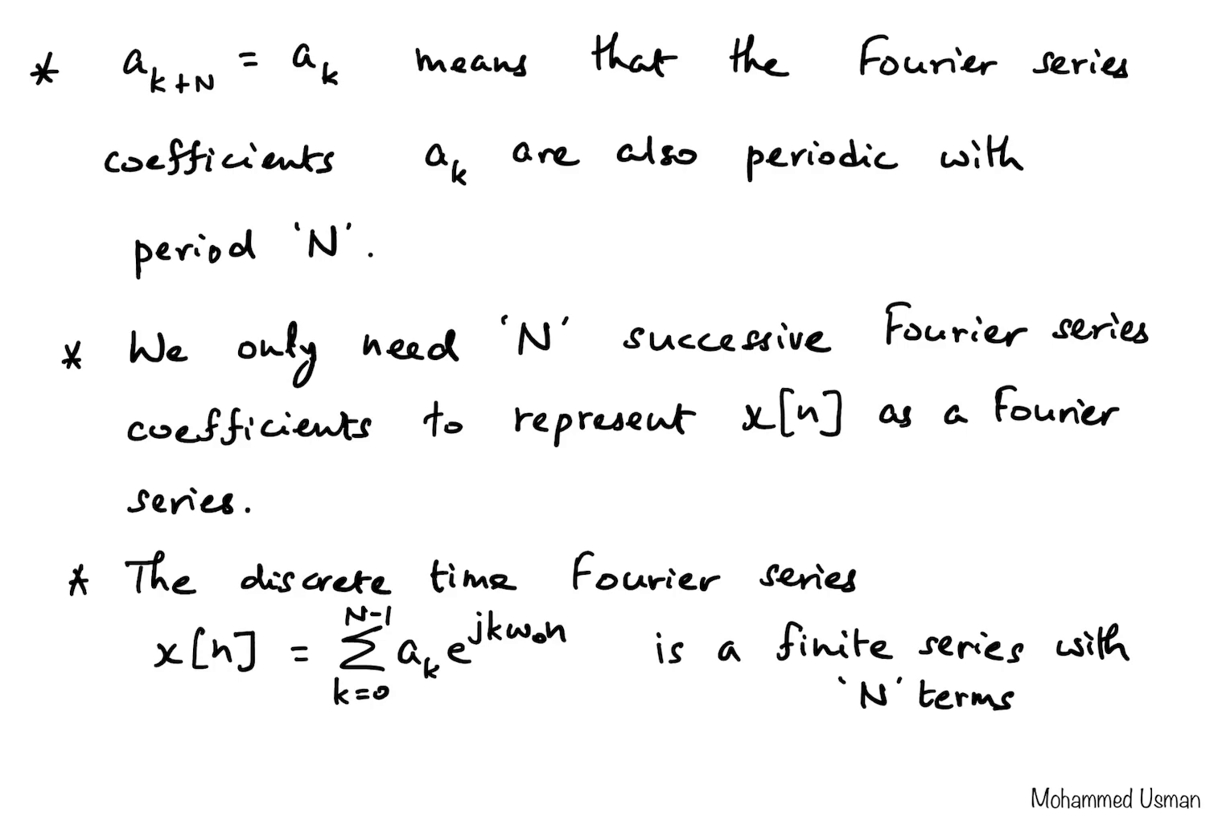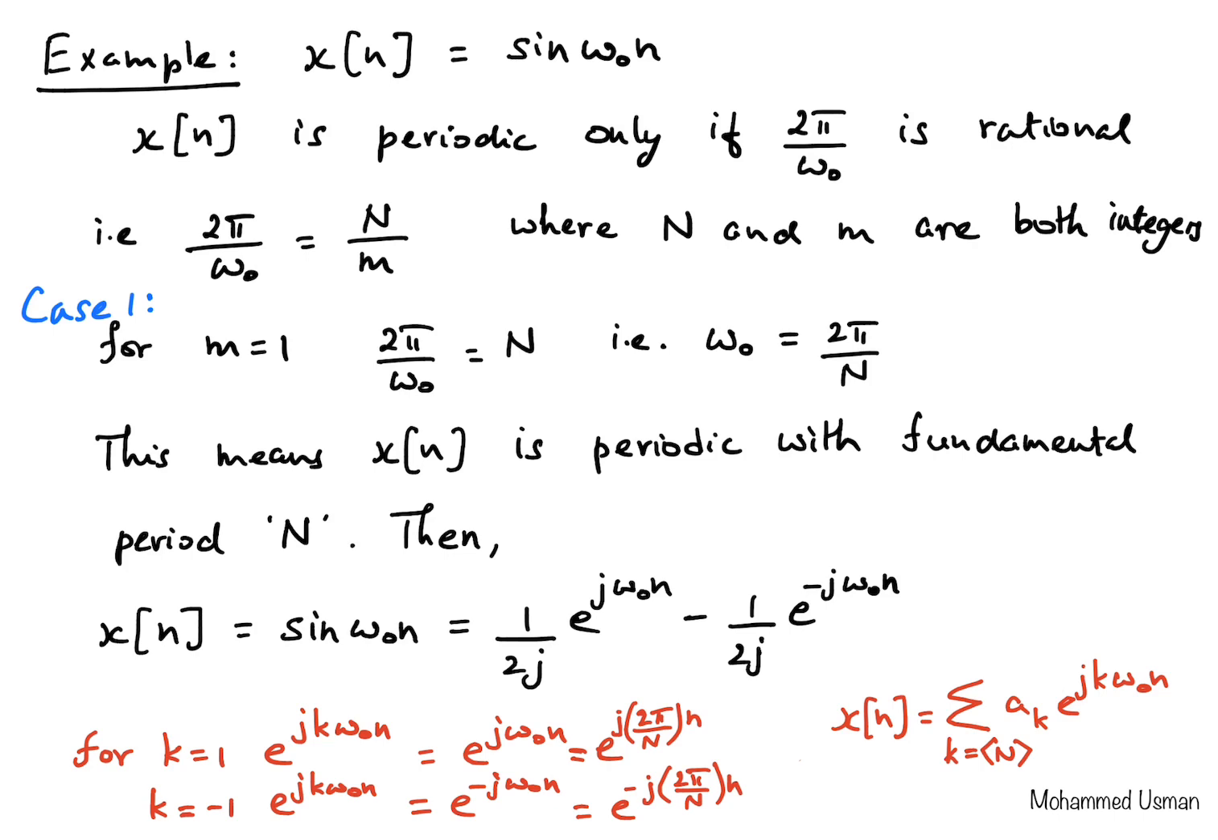Now that we have all the required information related to the Fourier series of discrete time periodic signals, let us look at an example and try to understand the Fourier series of discrete periodic signals in more detail. We'll take this example of x of n as sine omega naught n, and of course for this to be periodic, omega naught should satisfy a condition: 2 pi by omega naught should be a rational number. So 2 pi by omega naught is given as capital N, the period, divided by m, where n and m should both be integers.